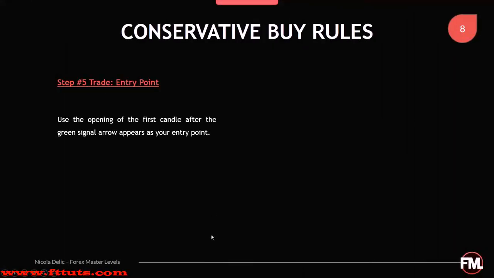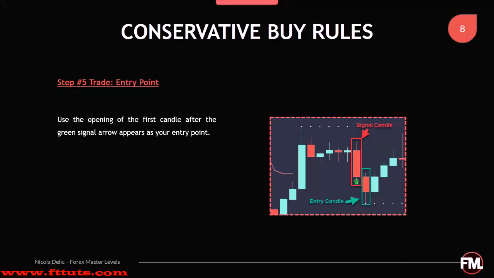Entry point. Use the opening of the first candle after the green signal arrow appears as your entry point. So over here on the chart, we can see that this is our signal candle. So after that candle closes and this candle opens, we are going to open the trade.